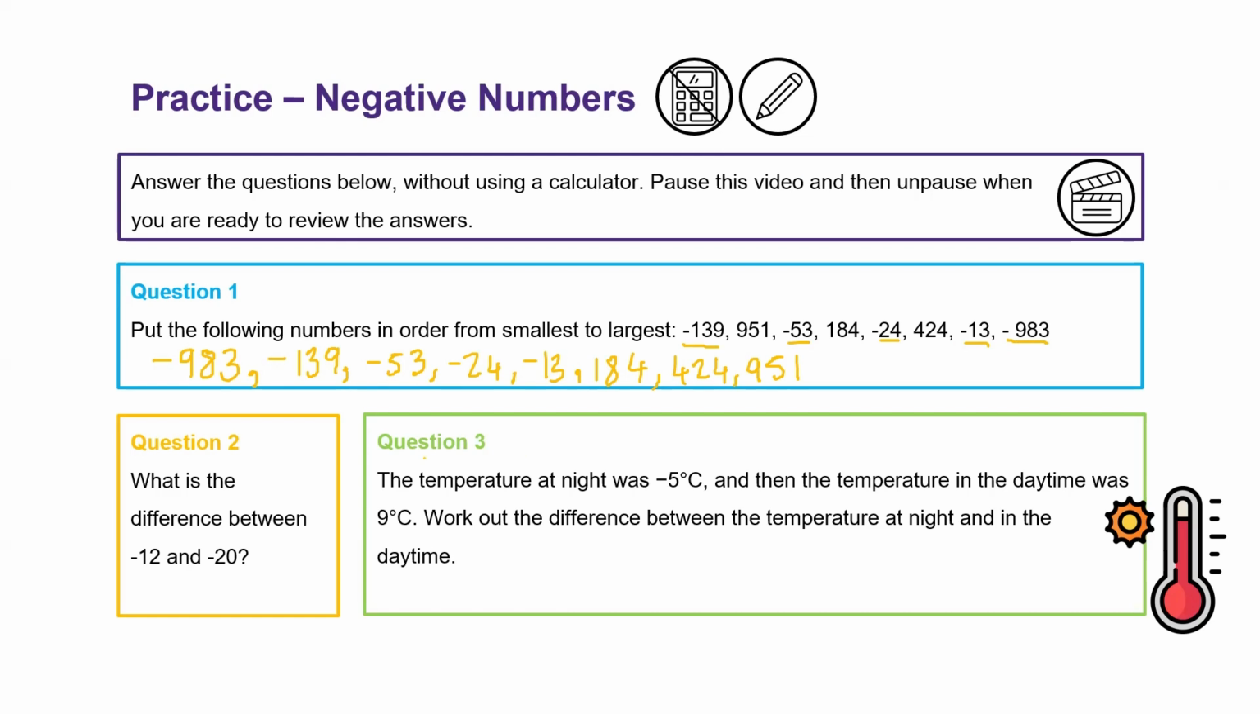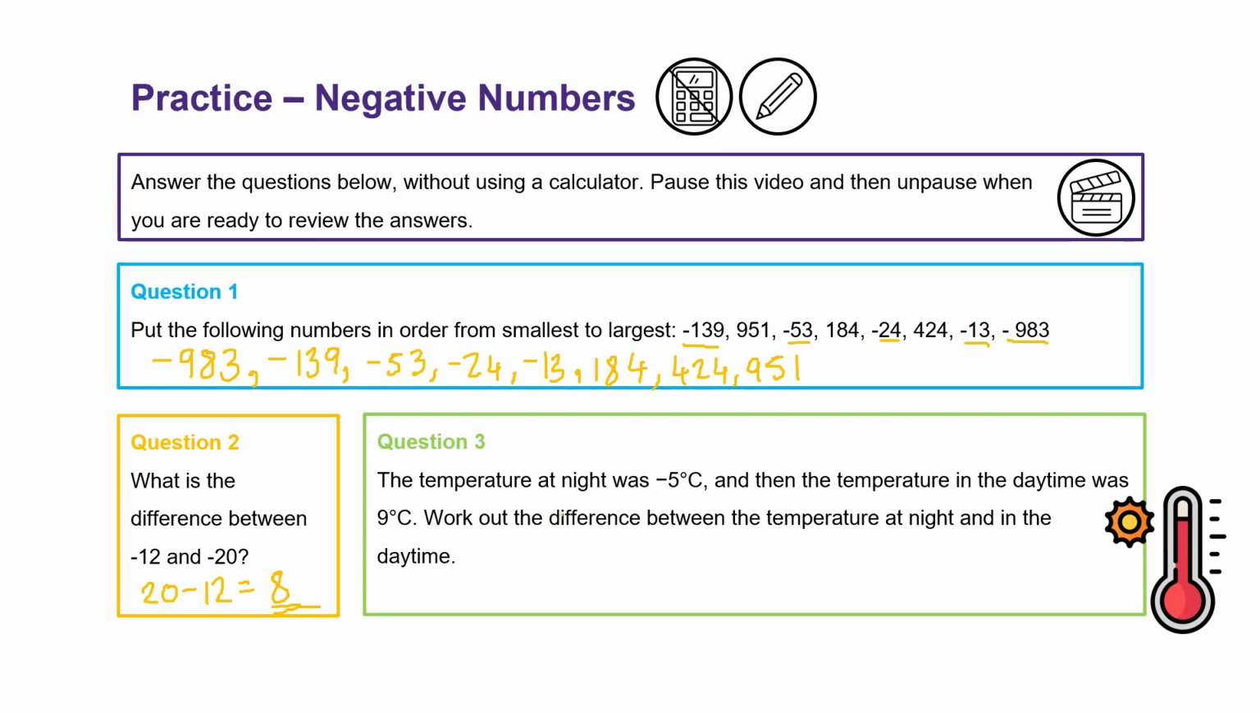Okay. Second question, what's the difference between minus 12 and minus 20? Because these both have minus signs attached to them, this is the same as what's the difference between 20 and 12? Because it's like a mirror image on that number line. So 20 take away 12 is 8, and that would be your answer there.